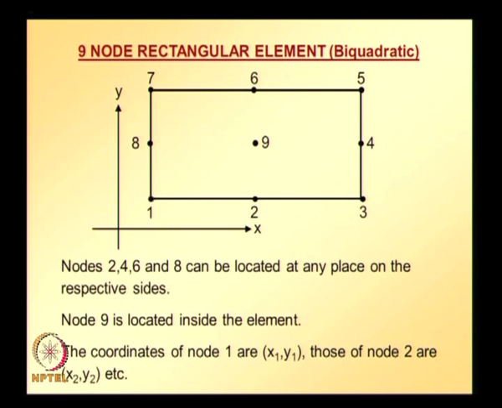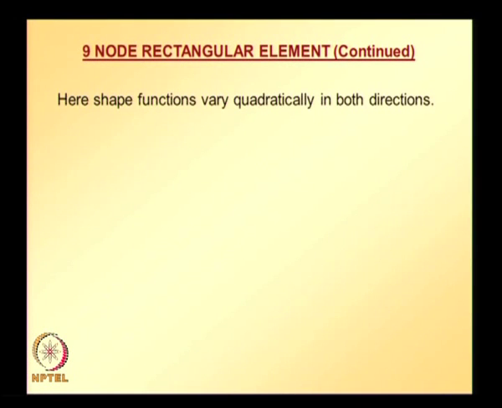And here you can see shape functions vary quadratically, both in the x direction and the y direction, because we have 3 nodes along the x direction and 3 nodes along the y direction. So, writing the Lagrange interpolation formula in the x direction multiplied with the Lagrange interpolation formula in the y direction, we can write shape function expressions for all the 9 nodes.